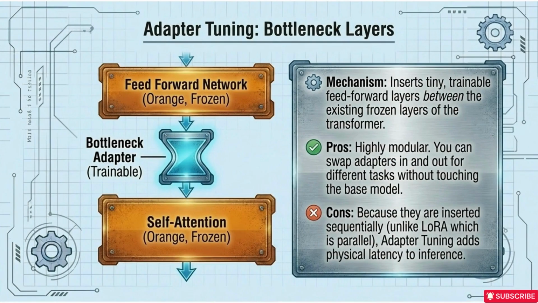Adapter tuning adds small trainable layers inside the transformer model. The original model remains frozen, and only these adapter layers are trained. You can imagine adapters like small plug-in modules inserted between existing layers. This approach is modular and flexible. Different adapters can be trained for different domains or tasks. The downside is that adapters may add some inference latency because the model has to pass through extra layers.